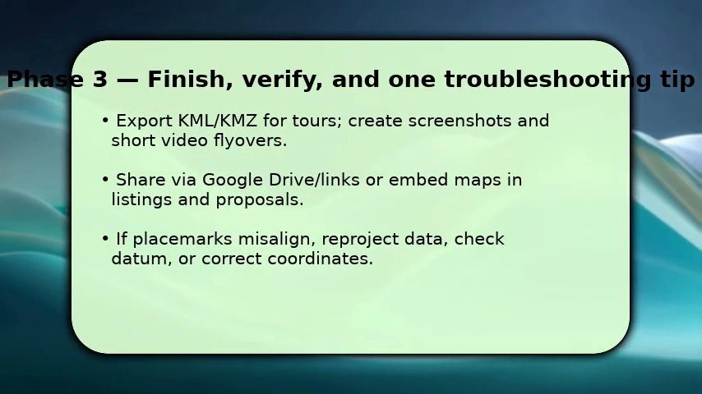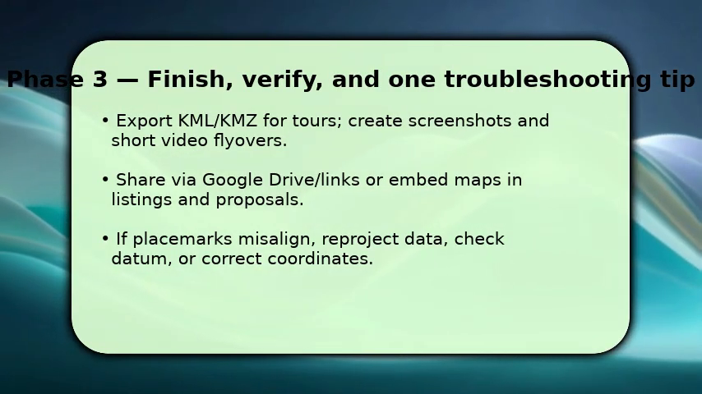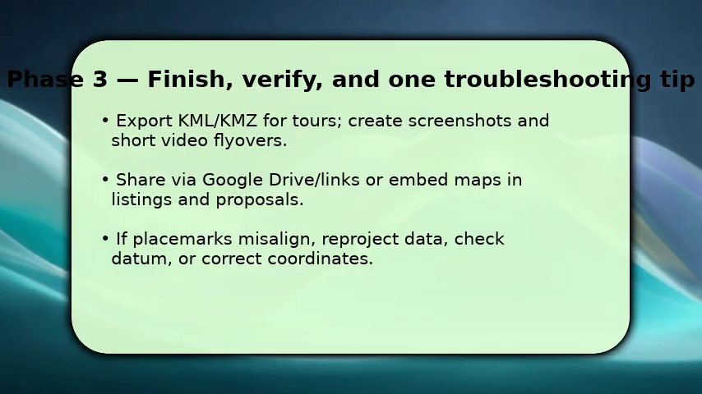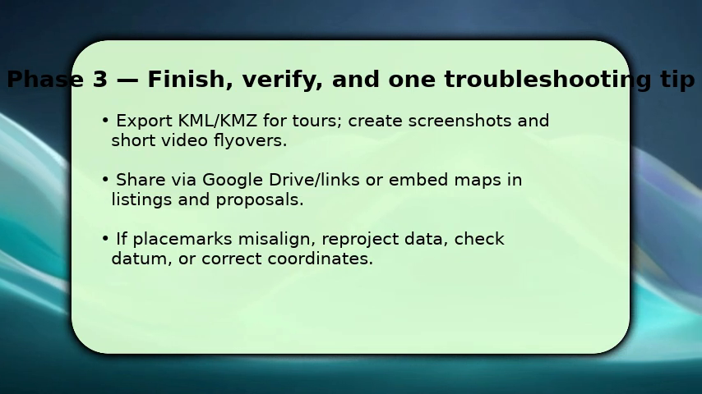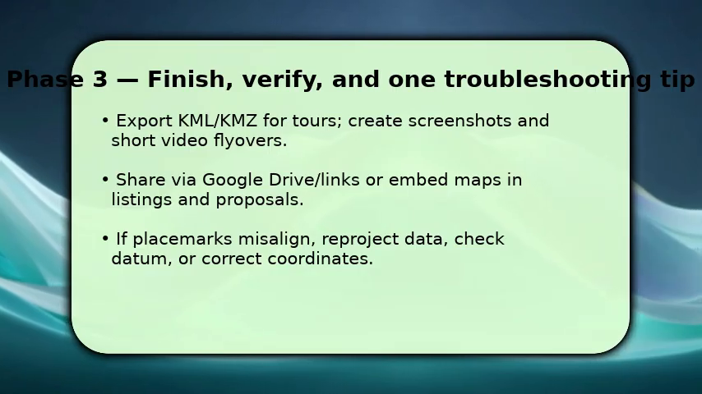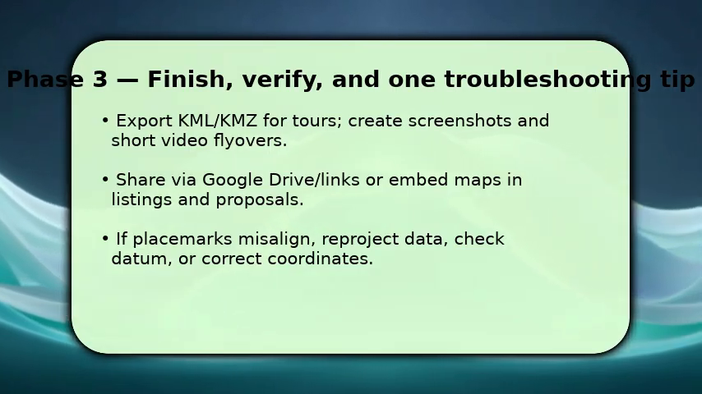If something goes wrong, like misplaced placemarks or layer glitches, first check your coordinate datum and projection. Next, re-import corrected coordinates and clear cache before retrying. That one troubleshooting step usually resolves alignment errors and keeps your deliverables professional and accurate.